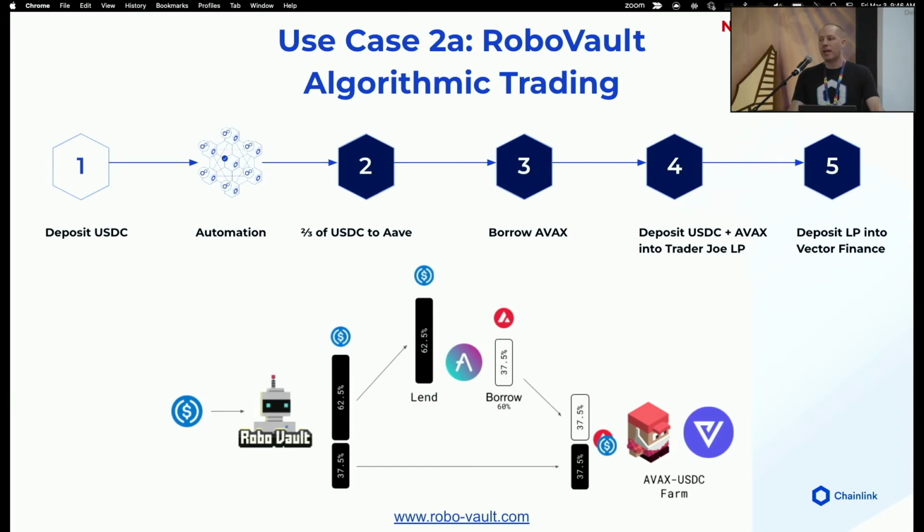All right, second use case is algorithmic trading. So has anyone here deposited in Aave or Compound or any money market and taken a loan and got liquidated? Yeah, okay. So RoboVault enables complex leveraged yield farming, or even simple leveraged yield farming without the risk of liquidation. And they do that with automation.